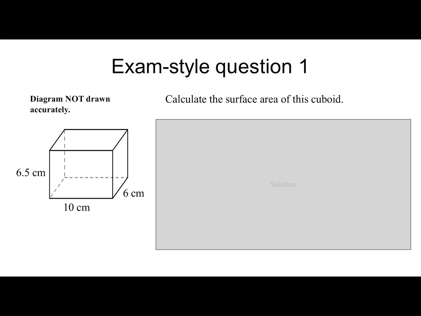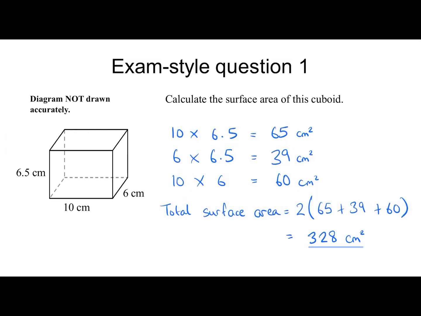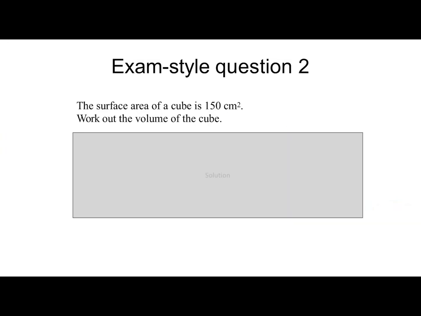Okay, so here's the first question. Stop your video and have a go. Calculate the surface area of this cuboid. Okay, should be pretty easy. So just show you the solution there. 328 centimeters squared. Okay, make sure you're using the right units.